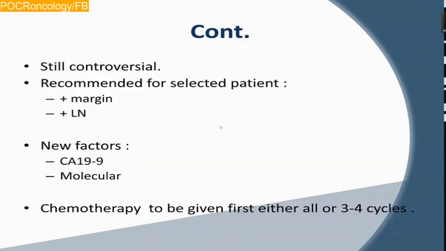Now, as a radiation oncologist, it is still controversial, but I do recommend adjuvant radiation for some patients with positive margin, and to a lesser extent lymph node involvement, which to me is not a big factor. The new factor now is also to stratify the patient based on the CA19-9, and in the future maybe some molecular markers can guide that. Anyway, if you're going to do the radiation, we'll give the chemotherapy first. That's the point. We'll give at least four cycles of chemotherapy or the whole regimen, and then we'll add the radiation at the end.